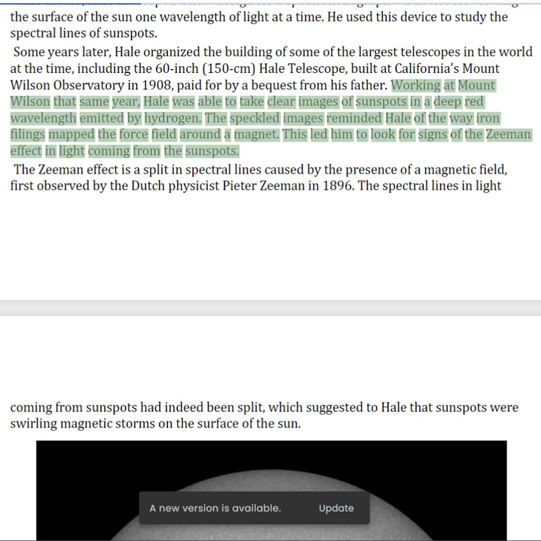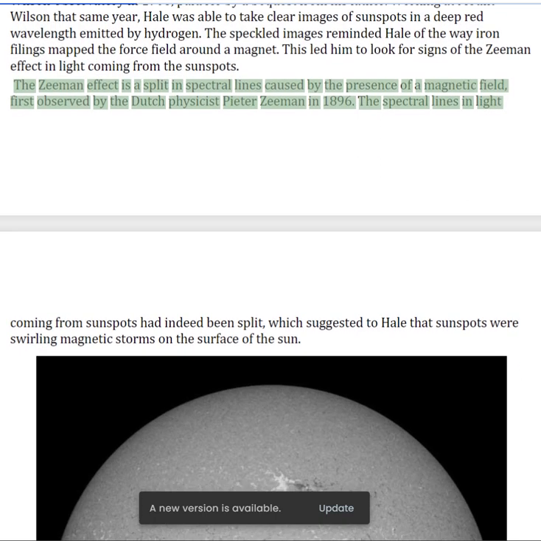wavelength emitted by hydrogen. The speckled images reminded Hale of the way iron filings mapped the force field around a magnet. This led him to look for signs of the Zeeman effect in light coming from the sunspots. The Zeeman effect is a split in spectral lines caused by the presence of a magnetic field, first observed by the Dutch physicist Peter Zeeman in 1896.